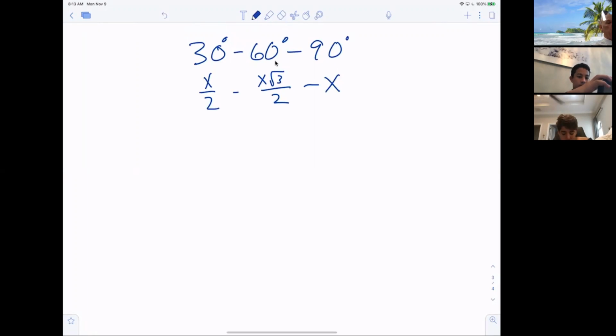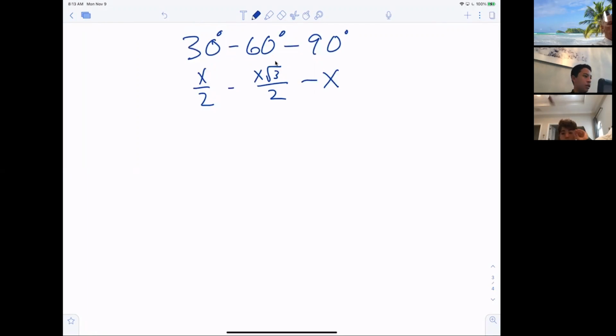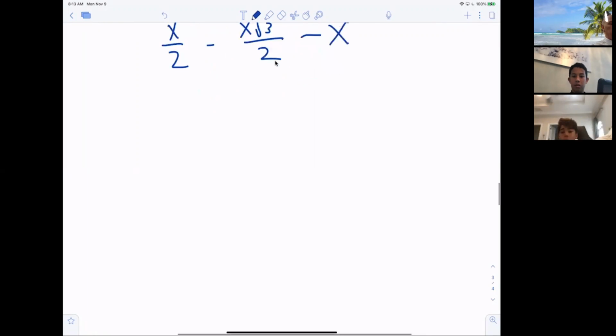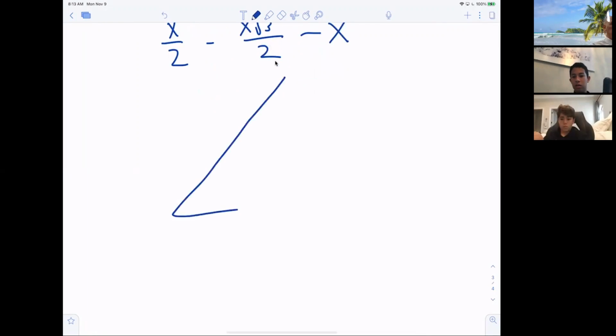Because in a 30, 60, 90 triangle, you only have to know one side. And if you know one side, you know all sides. Whereas in a normal right triangle, you have to know 2 out of the 3 sides, then you can figure out the 3rd side. But what I want to do now is just watch how simple this is.